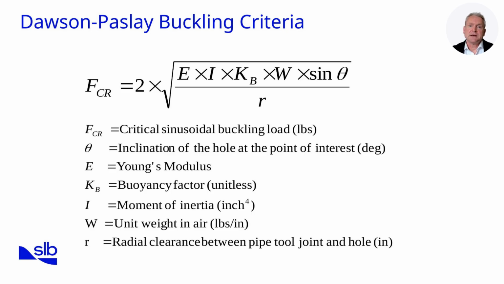W, the unit weight in air, is scaled by buoyancy and inclination. More weight increases compressive force, reducing stability. Sin theta, the sin of the inclination, shows that buckling risk increases with deviation. At higher angles, more of the pipe's weight acts laterally against the borehole wall. Finally, R, the radial clearance between the tool joint and the hole, appears in the denominator. Larger clearance lowers the critical buckling load, making the pipe more prone to sinusoidal buckling.